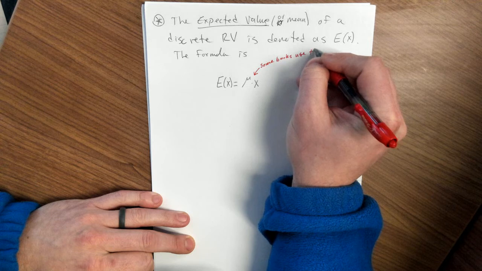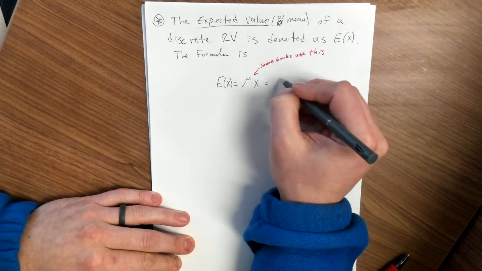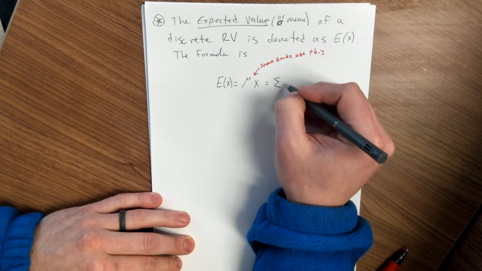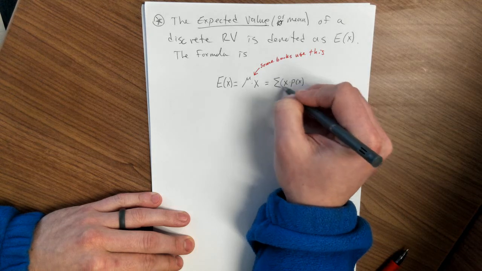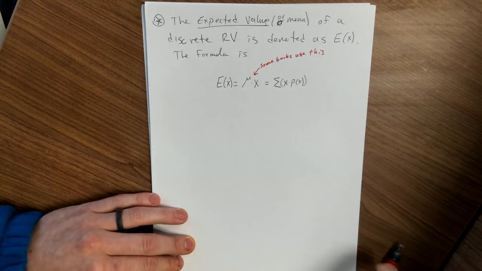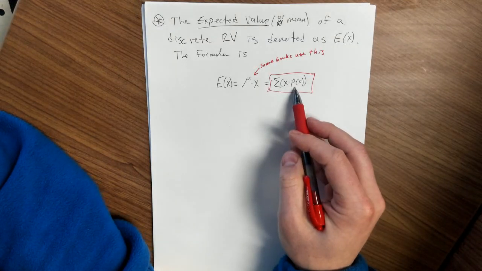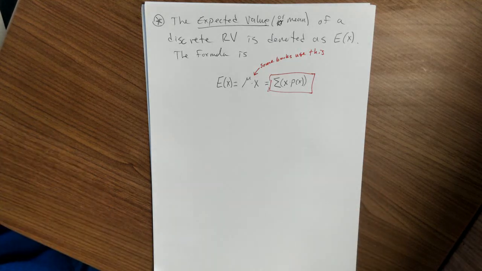But what we're going to use is, so we start with the sum of all the x's times their probabilities. That's what we will be using. So what this is telling you is to take each x value and multiply it by its probability and then sum all those together, and that gives us our expected value.